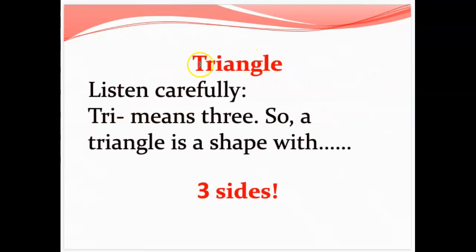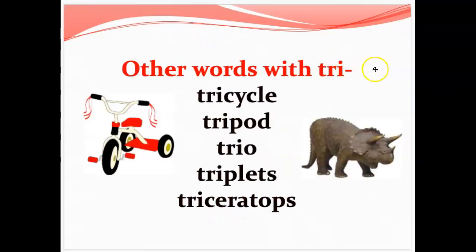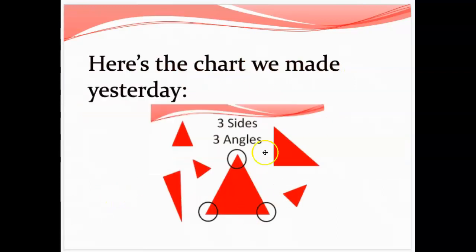The first shape is a triangle. Listen carefully. Tri means 3. So a triangle is a shape with 3 sides. Here are some other words with tri in them. Tricycle has 3 wheels. Tripod. Trio means a group of 3. Triplets, 3 identical twins, basically. And triceratops, 3 horns. So whenever we see tri in a word, we usually know it's talking about 3 of something.